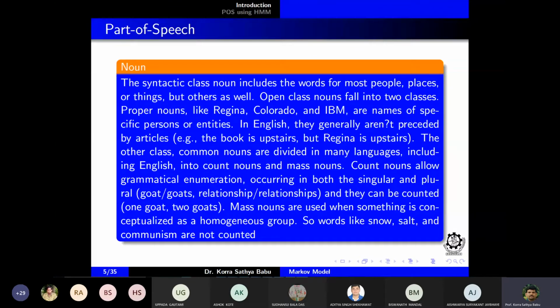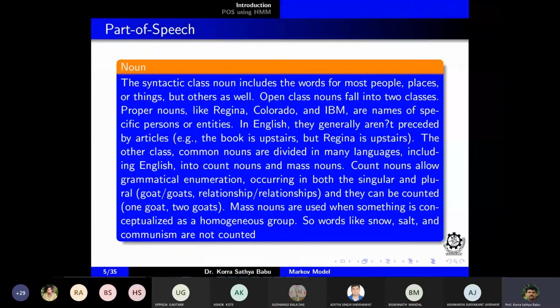Mass nouns are used when counting is conceptualized as a homogeneous group. So words like snow, salt, and communism are not counted, right? They are not counted. The whole thing is taken as a mass, in a single group. That is what mass nouns are.